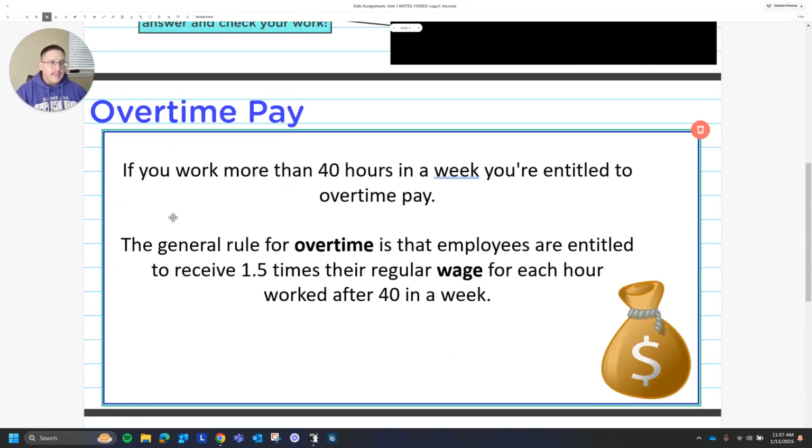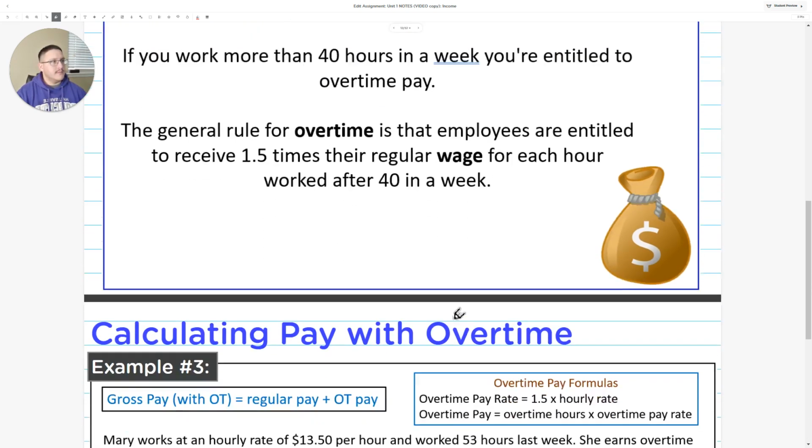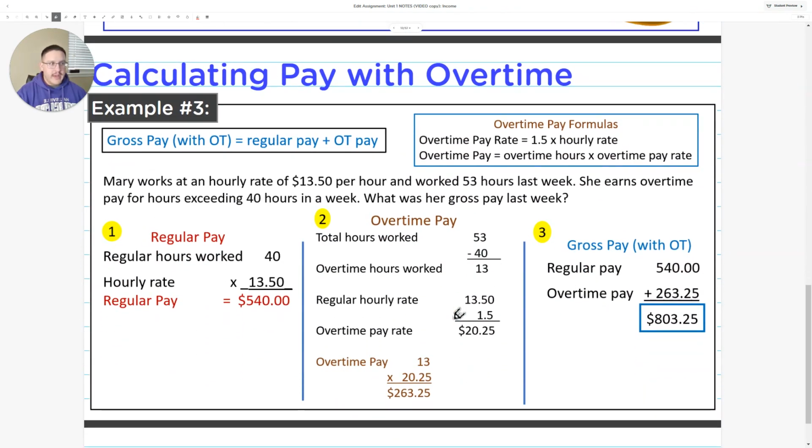Let's talk about overtime pay. If you work more than 40 hours in a week, you're entitled to overtime pay. The general rule for overtime is that employees are entitled to receive 1.5 times their regular wage for each hour worked after 40 hours in a week. So let's look at this example to understand that.